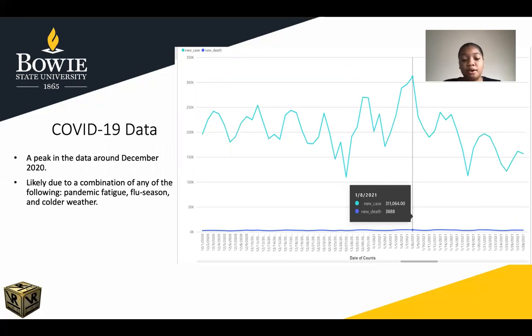The colder weather also increased the likelihood of gathering indoors. Indoor gatherings are higher risk because the virus spreads easier when particles have less room to disperse, like they could outside. Another factor is flu season. Flu season begins around October, and it is possible to have both the flu and COVID-19 at the same time. Having one virus can make a person more susceptible to getting the other.